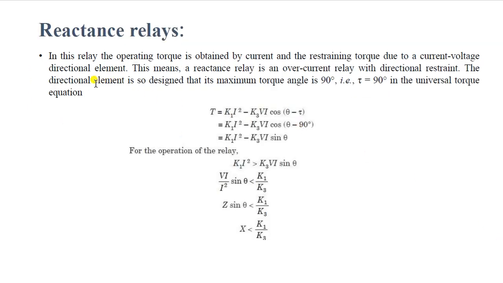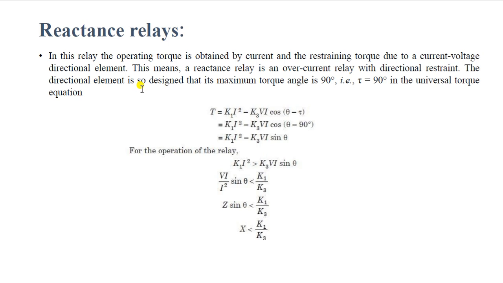Next one is the reactance relay. In this relay, the operating torque is obtained by current and the restraining torque is due to a current-voltage directional element. This means a reactance relay is an overcurrent relay with directional restraint.